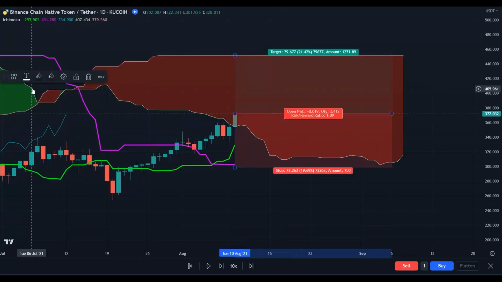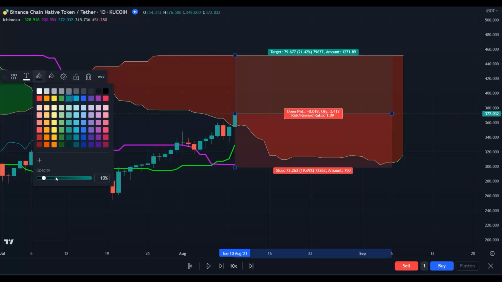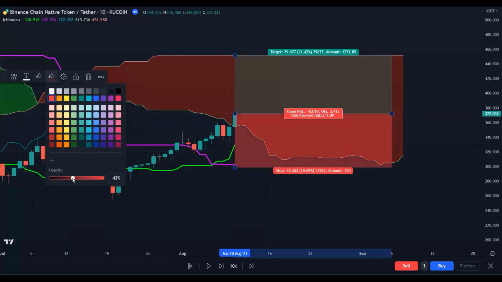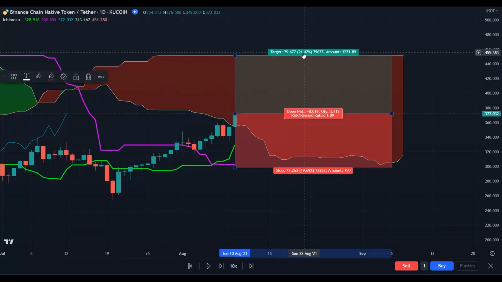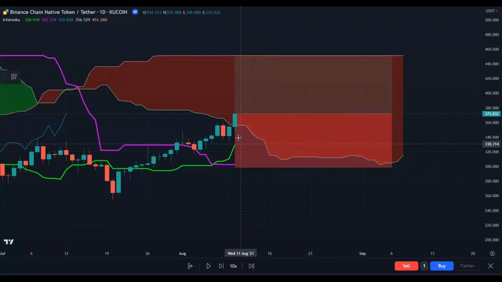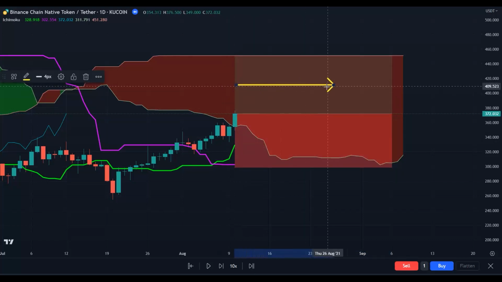Imagine this is my actual trade. Let me increase the opacity of the long and short position. Here 21% is your profit. Half of that will be approximately here, which is 10%. When the price touches this 10%, half of your profit, you can move your stop loss to your entry point, and it will be a risk-free trade.